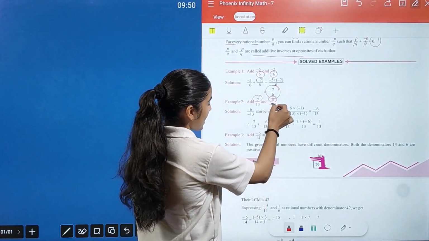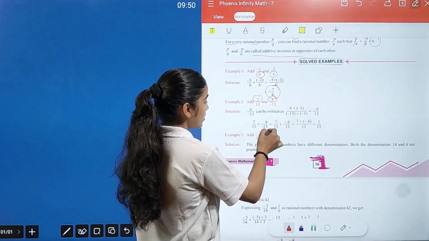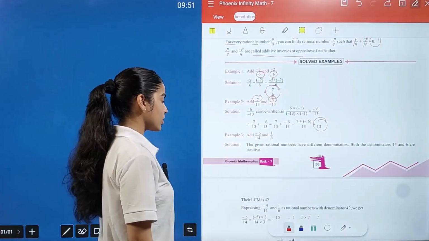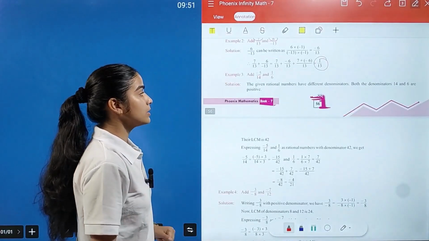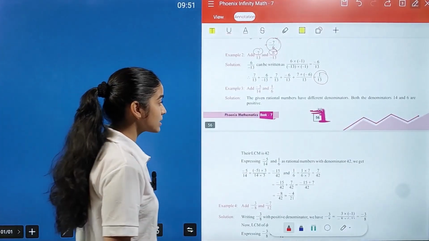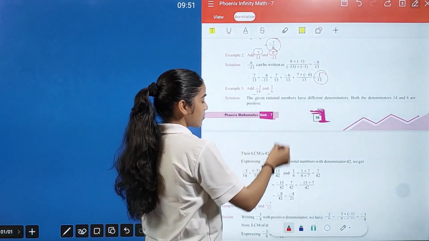But you have plus and minus. So in this case you have to subtract here. So 7 minus 6 is 1 by 13. Okay. In case you have different denominators, first of all you have to change your denominators by taking your LCM. LCM of 14 and 6, you have 42.